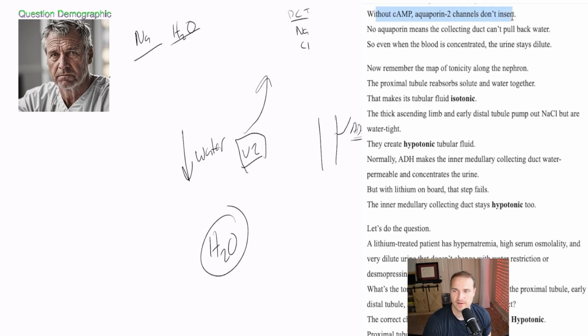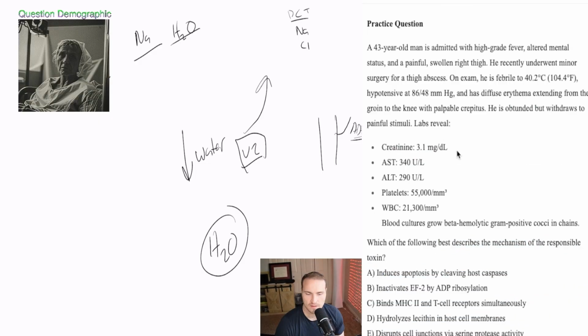So without that cAMP, aquaporins can't work. Proximal tubule is going to be normal, but the collecting duct is hypotonic because these guys are watertight. And then you can't absorb it at the end, so it's also hypotonic as well. All right, there are the kidneys. All right, here's the next question.